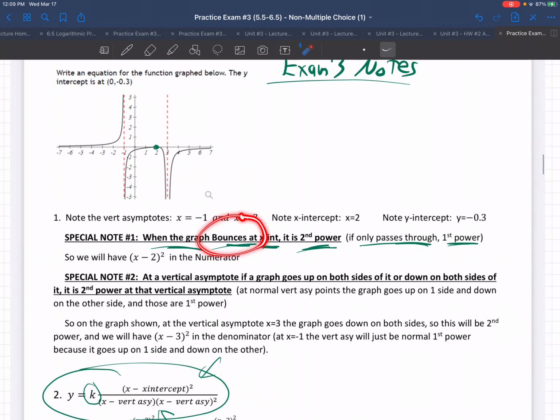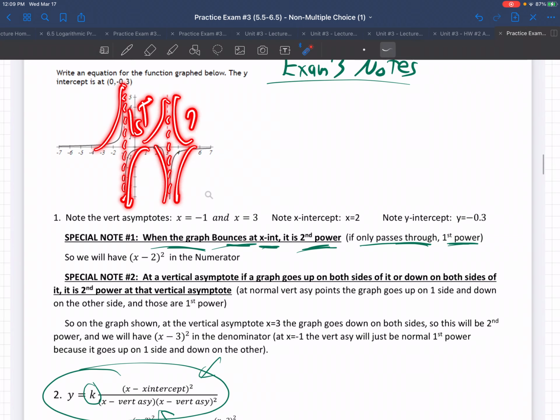Bouncing for x-intercepts is second power. Well, it's kind of the same thing for the vertical asymptotes. If it bounces, so to speak, they both go down or they both go up, that's second power. Whereas if at a dotted line, one side is up and one side is down, that's just first power. But if at a dotted line, both sides are down or both sides are up, that's second.